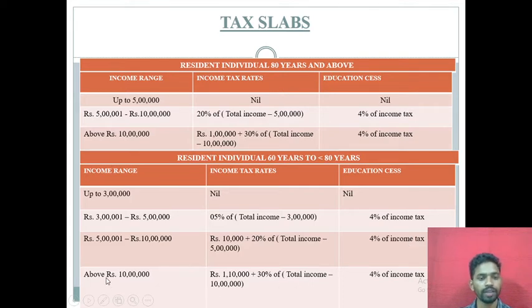And the last, above rupees 10 lakh: if it is more than 10 lakh, then he has to pay 30%. It means total income minus 10 lakh, and on whatever remaining amount is there, he has to pay 30%. This 1,10,000 comes from the previous category. Like this he has to pay the tax.